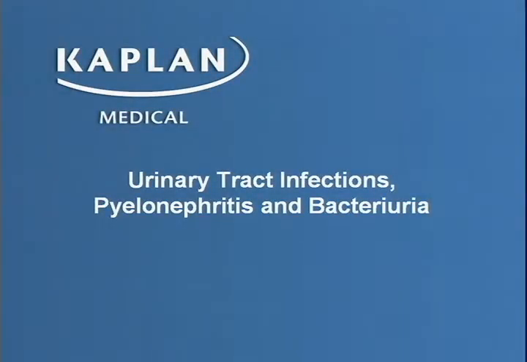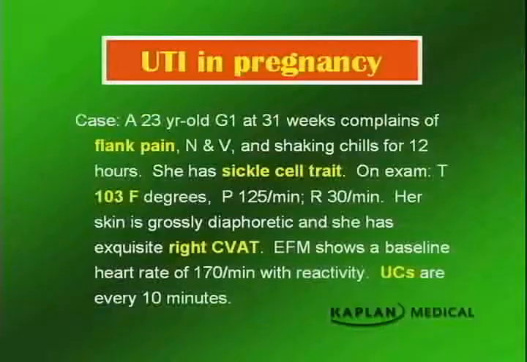Okay, the next topic we're going to talk about is urinary tract infections in pregnancy. Here's our case. A 23-year-old gravid 0 para 1, 31 weeks gestation, complains of flank pain, nausea, vomiting, shaking chills for 12 hours. Anytime you have a patient who is pregnant who has flank pain, you better think of a pyelonephritis.